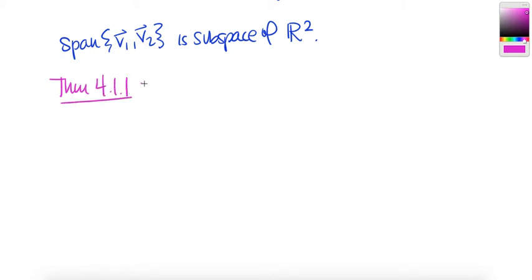Okay, so we have theorem 4.1.1, which basically says that spans are always subspaces. I'm not even going to write it out in the technical way. It just says that spans are always subspaces. Okay. And let's see here. There's one other thing that I want to talk about, which is sort of a convenient way to write out spans.